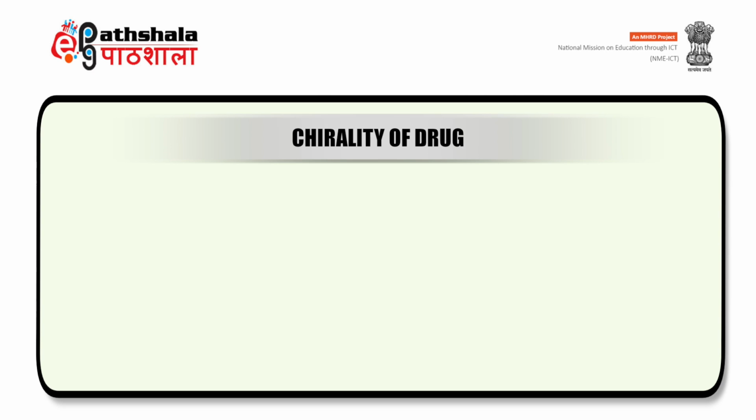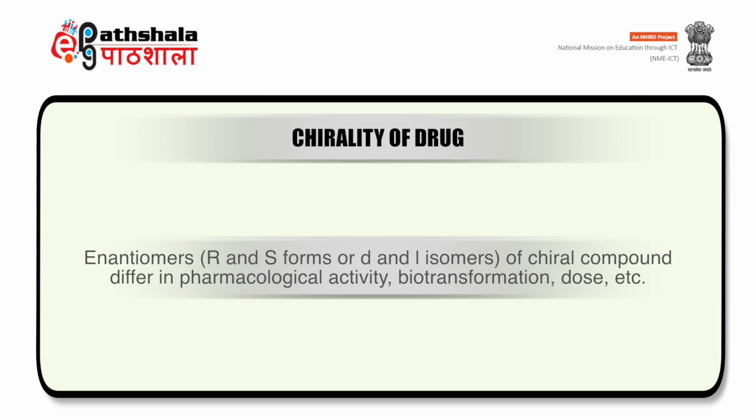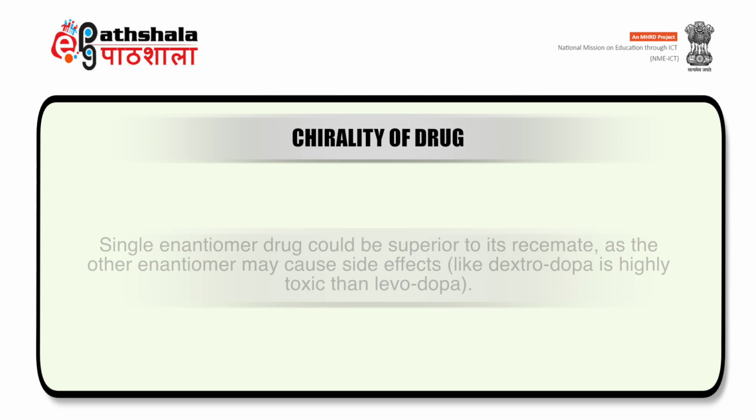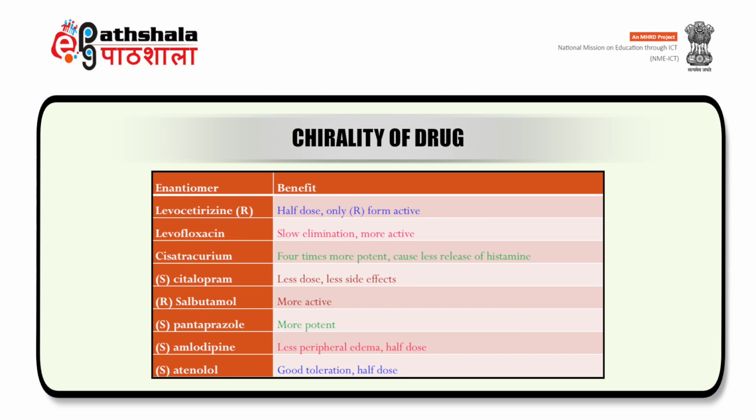The next factor is the chirality of a drug. Various drugs are chiral compounds. The enantiomers, that is the R and the S forms, or the D and the L isomers of the chiral compounds differ in pharmacological activity, biotransformation, dose, etc. A single enantiomer drug could be superior to its racemate, as the other enantiomer may cause side effects, like dextrodopa is highly toxic as compared to levodopa. The following table shows the advantages of single enantiomers.